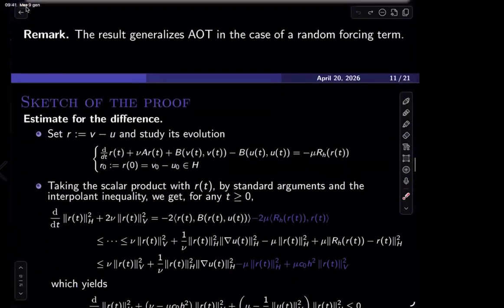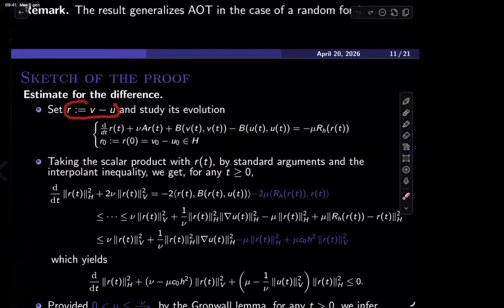The first thing to do is to introduce the difference of V and U. You call R this difference, and you study the evolution in time of this difference. If you write down the equation satisfied by the difference, you obtain an equation which is deterministic. Since the noise is additive, when you consider the difference between V and U, the noise disappears. So the equation for the difference is deterministic, and this means that you can perform a pathwise analysis. In this case, all the results that we obtain are pathwise results.